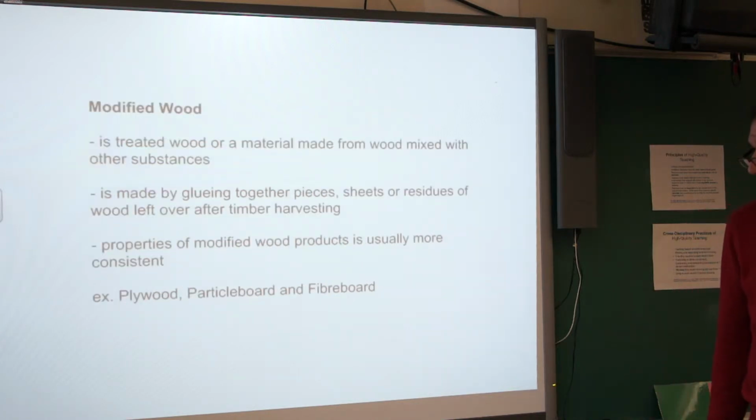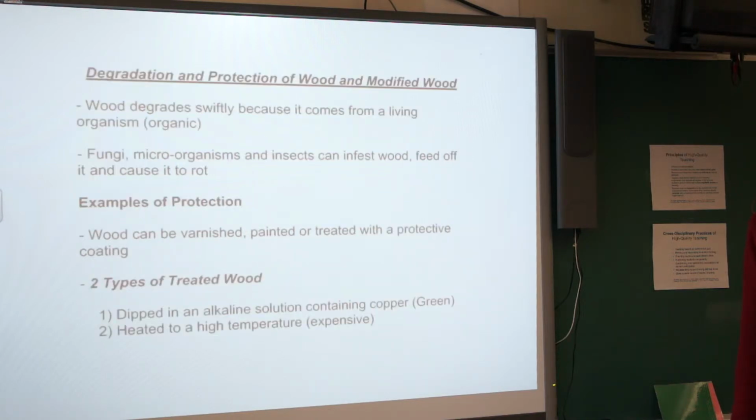Wood can be modified, such as plywood, particle board, and fiberboard, but wood can degrade because it comes from a living organism. It's organic, so fungi and microorganisms can infest wood and feed off it and cause it to rot. Therefore, wood can be treated by dipping it in an alkaline solution and heating it to a high temperature.